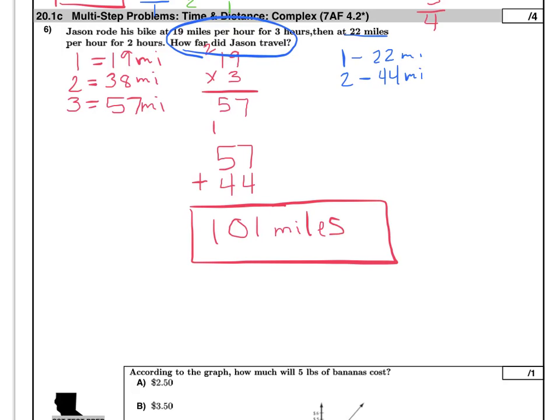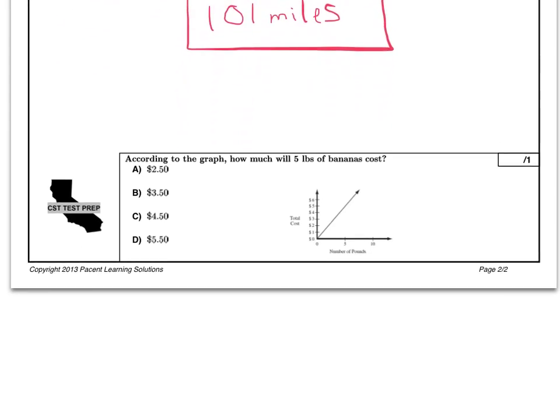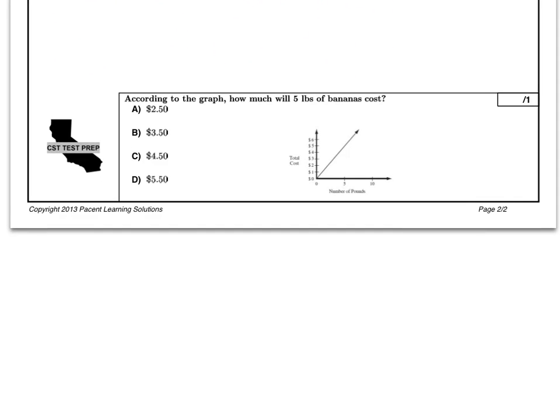Okay? And now let's move up and do our CST problem. Our CST problem says, according to the graph, how much will 5 pounds of bananas cost? Well, pounds is down here, and cost is over here. So 5 pounds is here. So I'm just going to kind of draw my little line up and see where it touches. Okay, it crosses right about there. And I'm going to take that point and I'm going to go over.